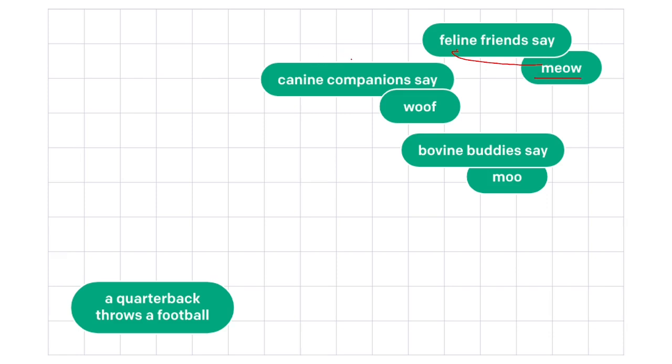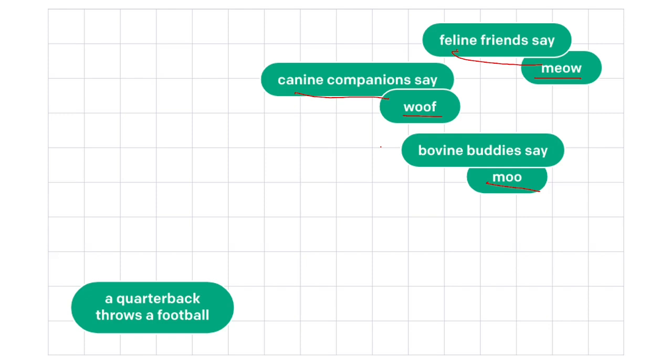Similarly, canine is the species name for dogs, so canine companion say, this phrase is going to be arranged together with the word woof, because dogs woof, right? And bovine buddies say moo. Bovine is the species name for cows, so the phrase and the word moo are arranged together.